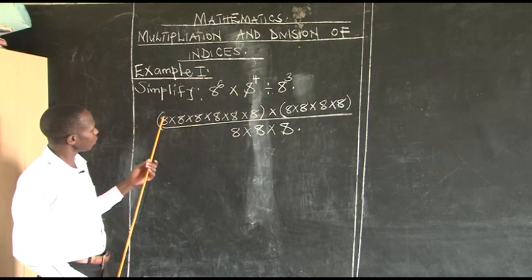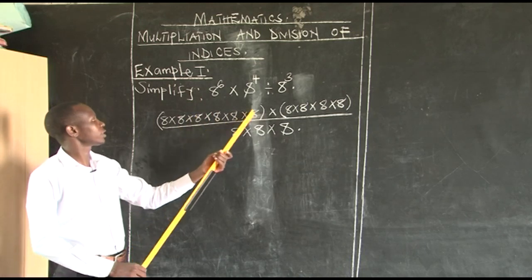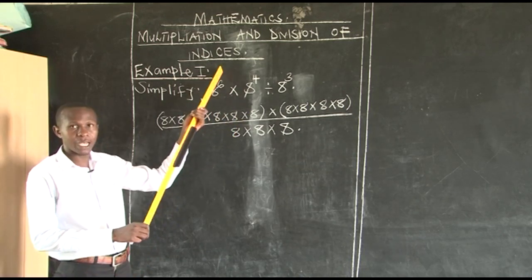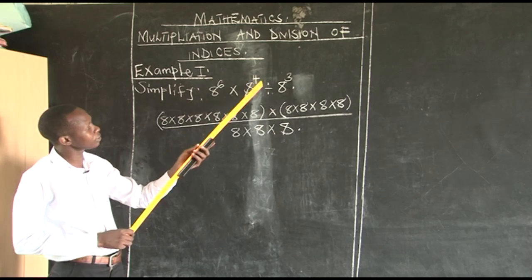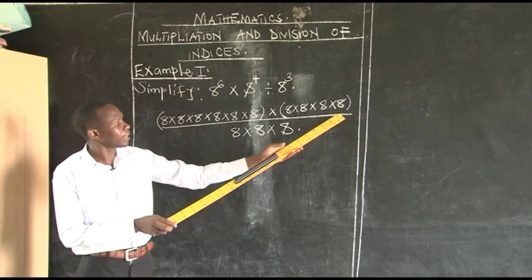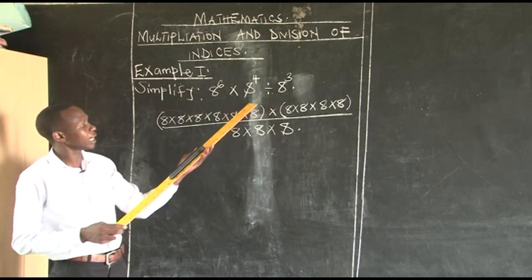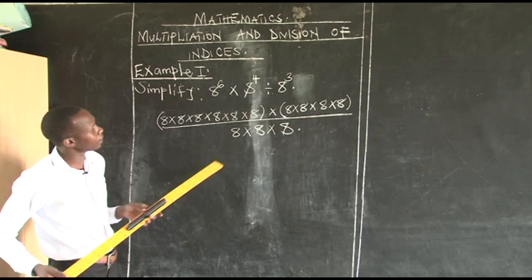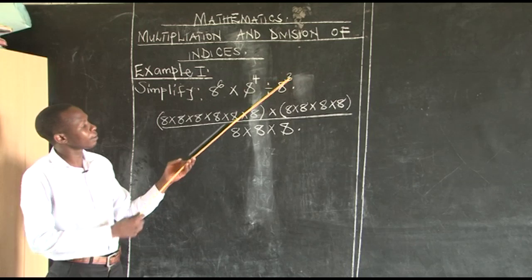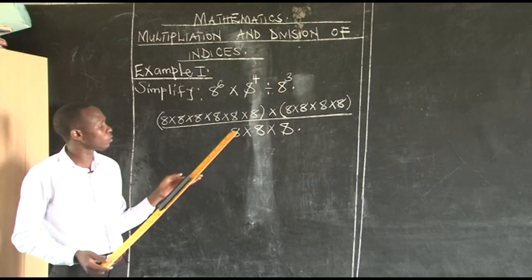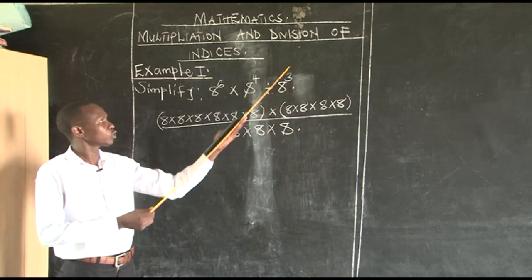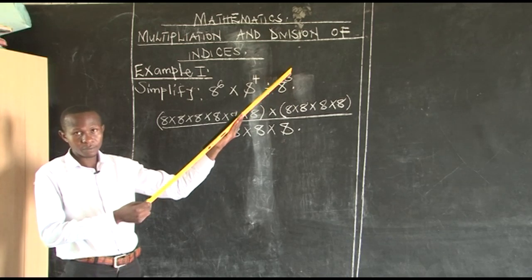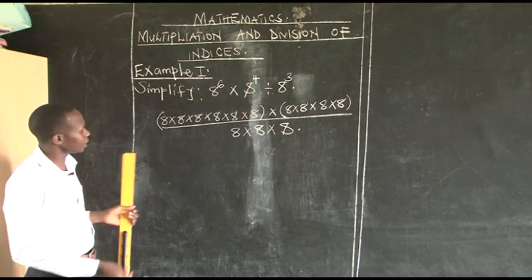8 power 4. Here we had 1, 2, 3, 4, 5, 6, 8 to power 6. We are just expanding. Then we shall say divide by. This line here, or saying out of, is the same as saying divide by. So we say divide by 8 to power 3, meaning we multiply 3 times, 1, 2, 3. So it is 8 to power 3. That will be the first step.